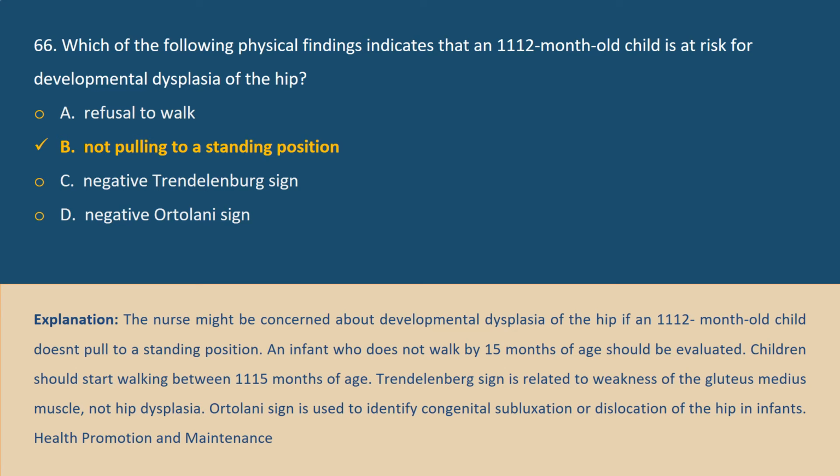Answer B. Explanation. The nurse might be concerned about developmental dysplasia of the hip if an 11 to 12-month-old child doesn't pull to a standing position. An infant who does not walk by 15 months of age should be evaluated. Children should start walking between 11 and 15 months of age. The Trendelenburg sign is related to weakness of the gluteus medius muscle, not hip dysplasia. Ortolani sign is used to identify congenital subluxation or dislocation of the hip in infants. Health promotion and maintenance.